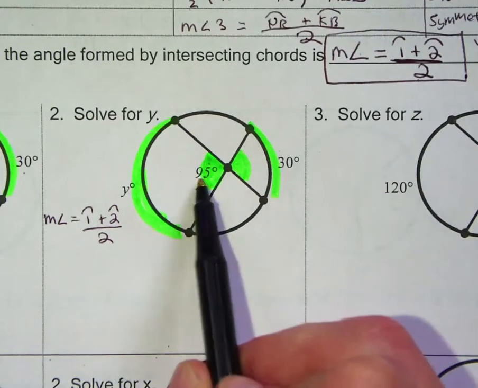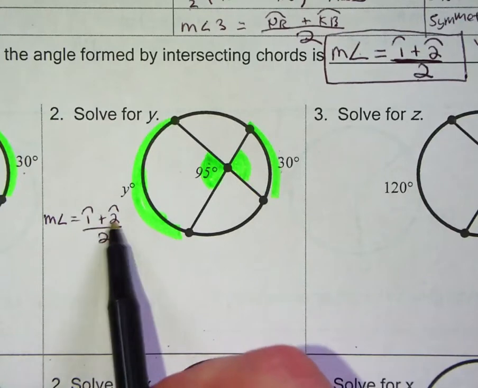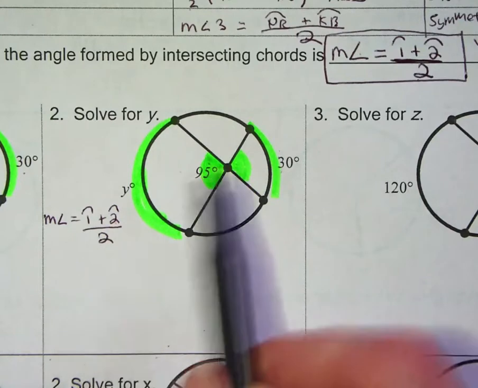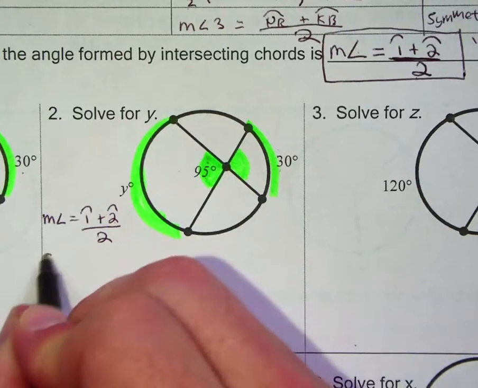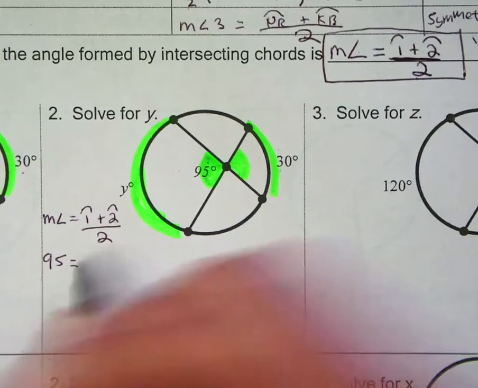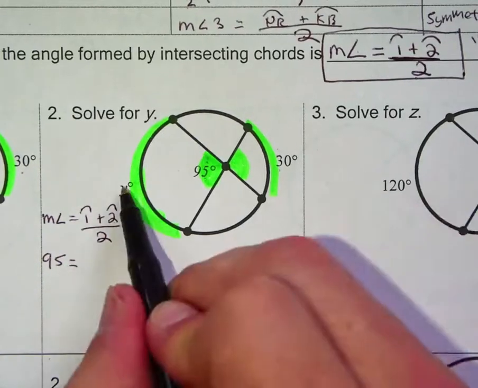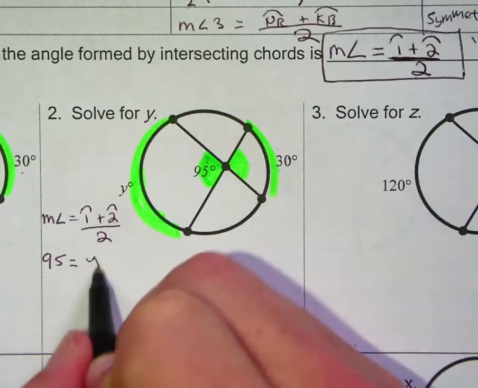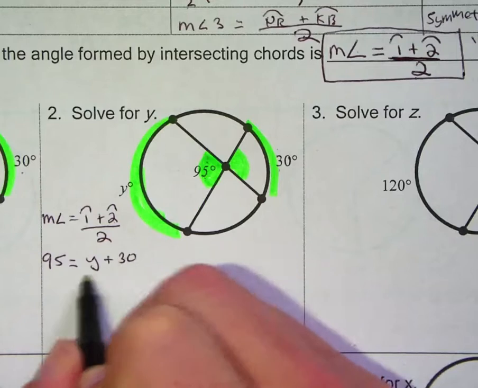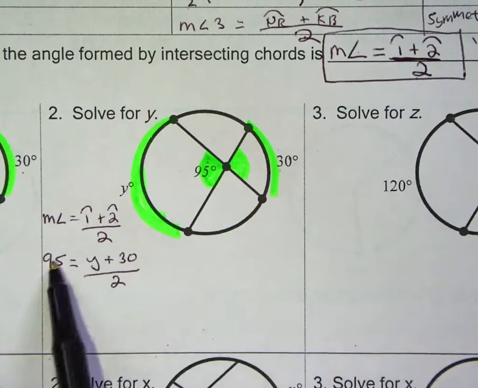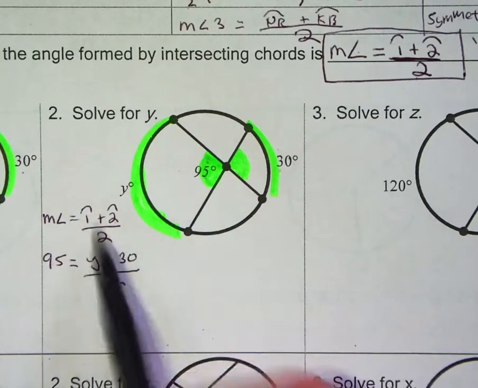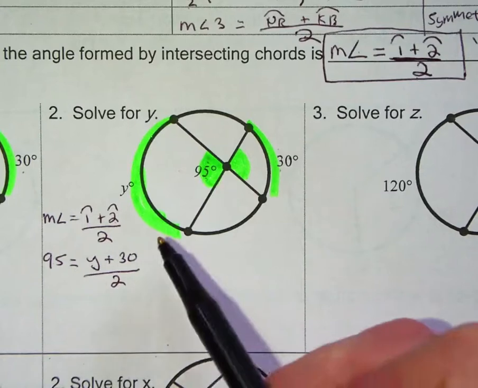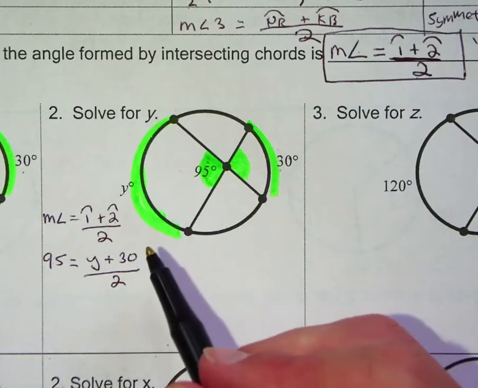Where does the 95 go? Do I put the 95 and the 30 just here and here? No. 95 is what? The angle. So 95 goes over here. What are my arcs? Y and 30. Look how easy it would have been to put 95 and 30 in for these two. Very easy. Absolutely the most common mistake, so please watch out.